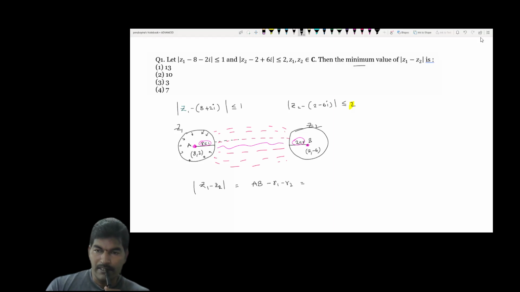So AB, how to calculate AB? Distance between two centers, two points, you know how to calculate. 8 minus 2 is 6, 6 squared is 36. 2 plus 6 is 8, 8 squared is 64, which gives 100. 100 means it will be 10. So 10 minus 2 minus 1, 8 minus 1, 7. So the minimum value 7 is the correct answer.